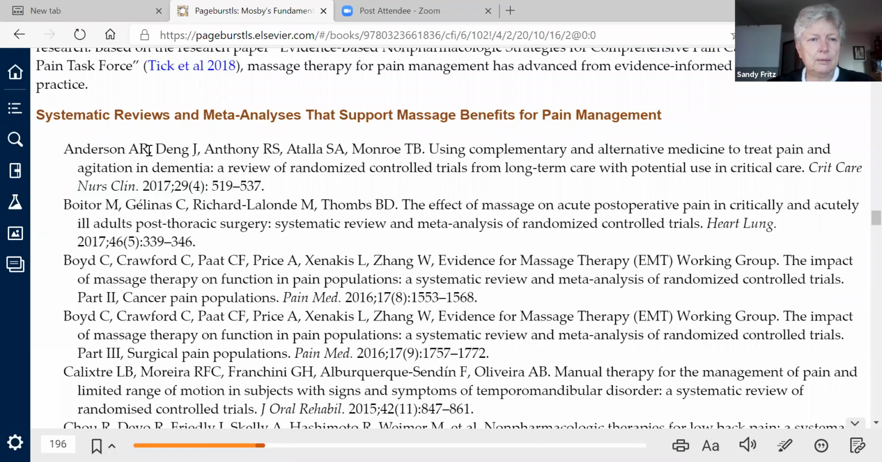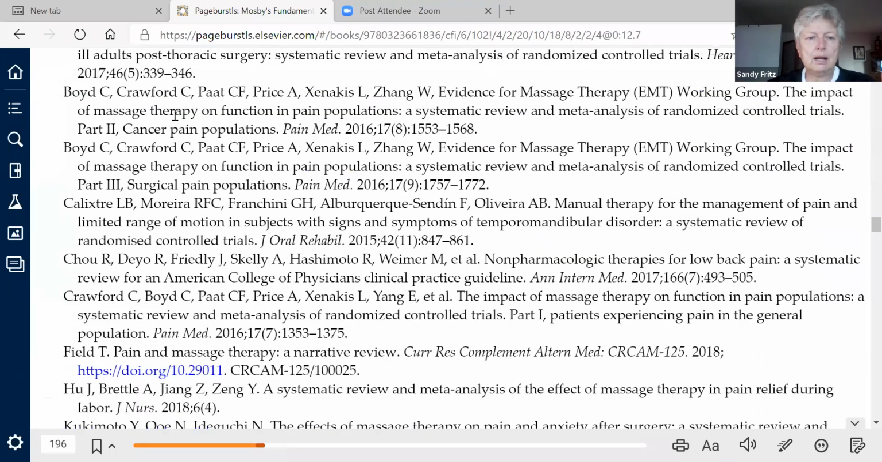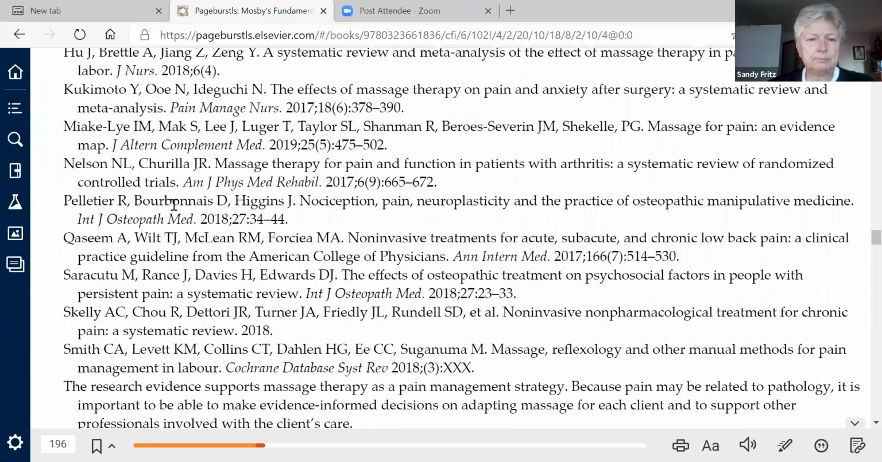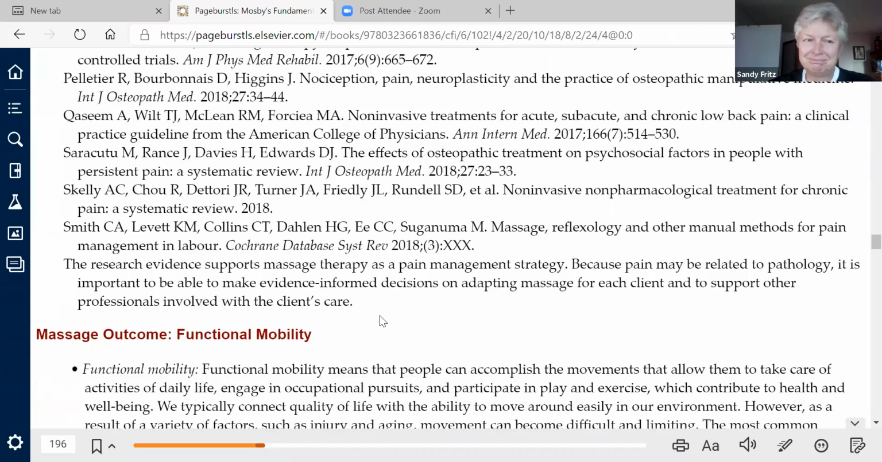So here again are those systematic reviews, quite a few. So the statement, research evidence supports massage therapy as a pain management strategy. Because pain is related to pathology, it's important to be able to make evidence-informed decisions on adapting massage for each client and to support other professionals involved in that client care.